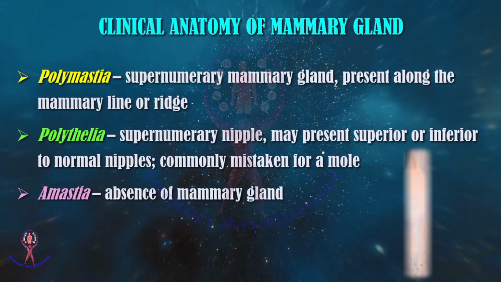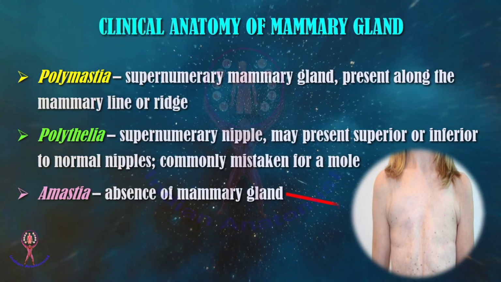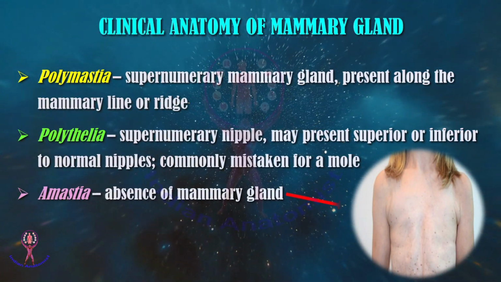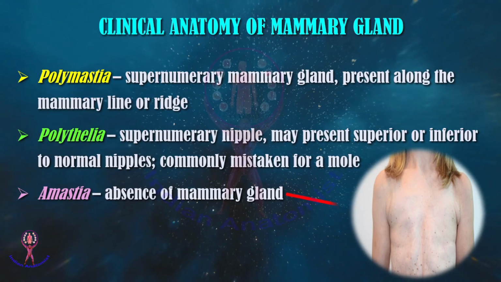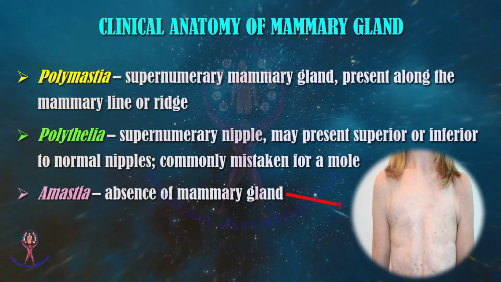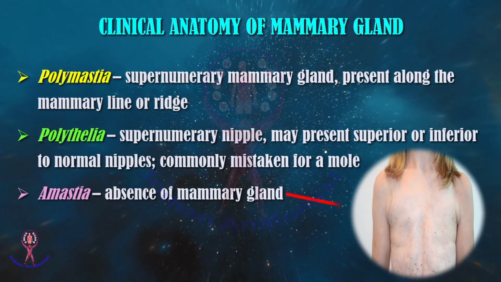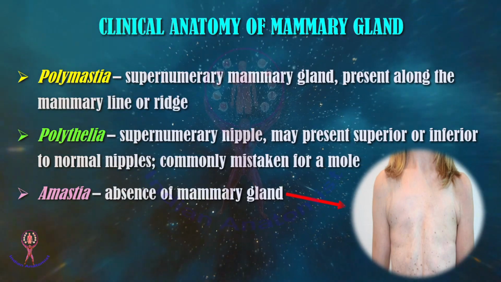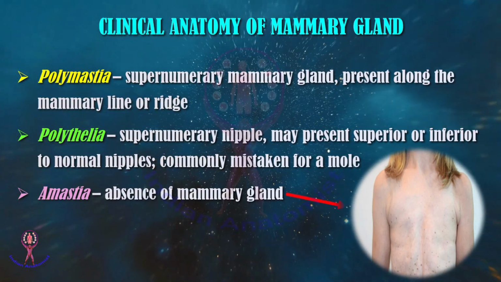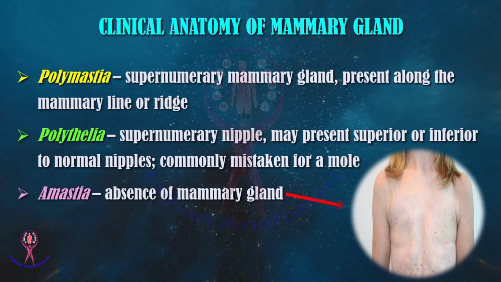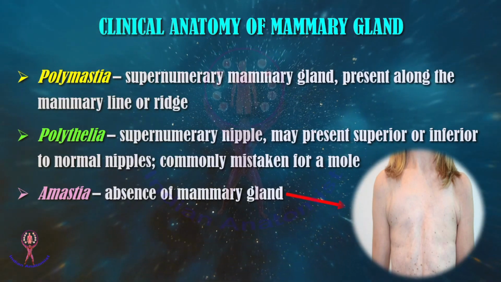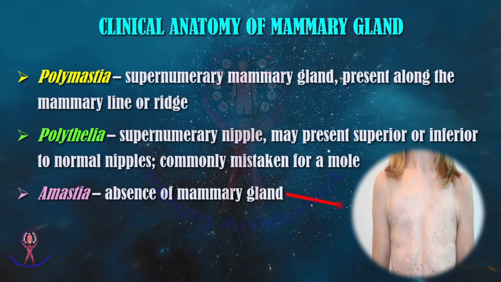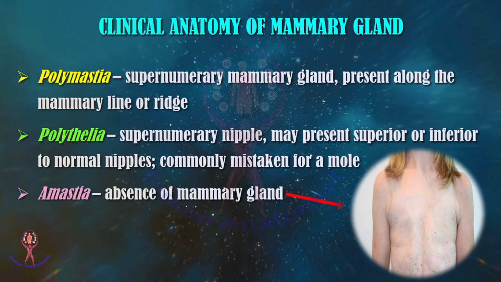Finally, what are polymastia, polythelia, and amastia? Polymastia means a supernumerary mammary gland present along the mammary line or ridge. Polythelia means supernumerary nipples, which may be superior or inferior to the normal nipples. It is commonly mistaken for a mole. Amastia means the absence of mammary glands.